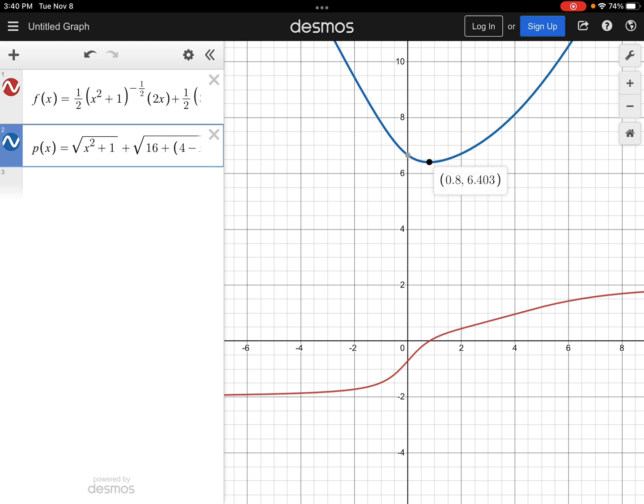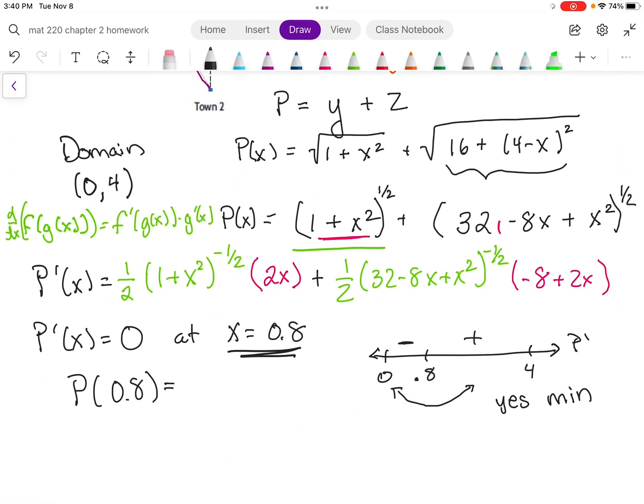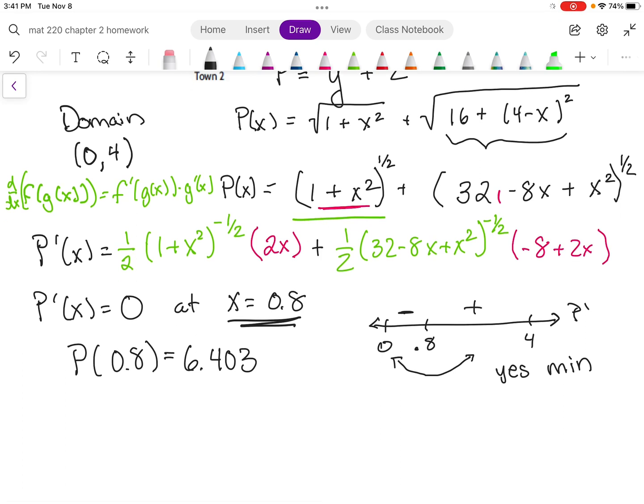It's at 0.8. And at 0.8, the output value was 6.403. So if I go here, I know 6.403. And I'm going to interpret my answers into a sentence.